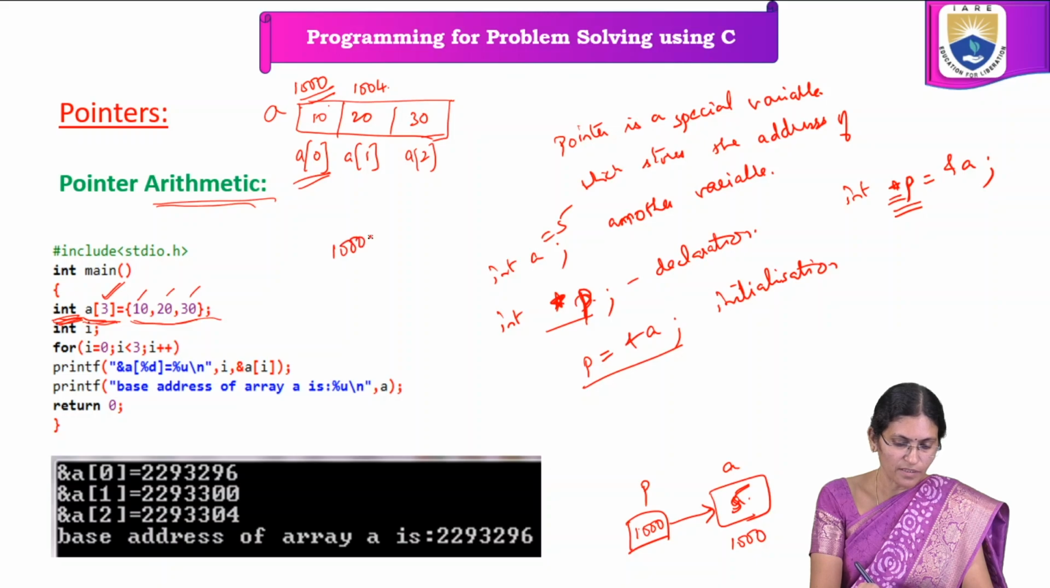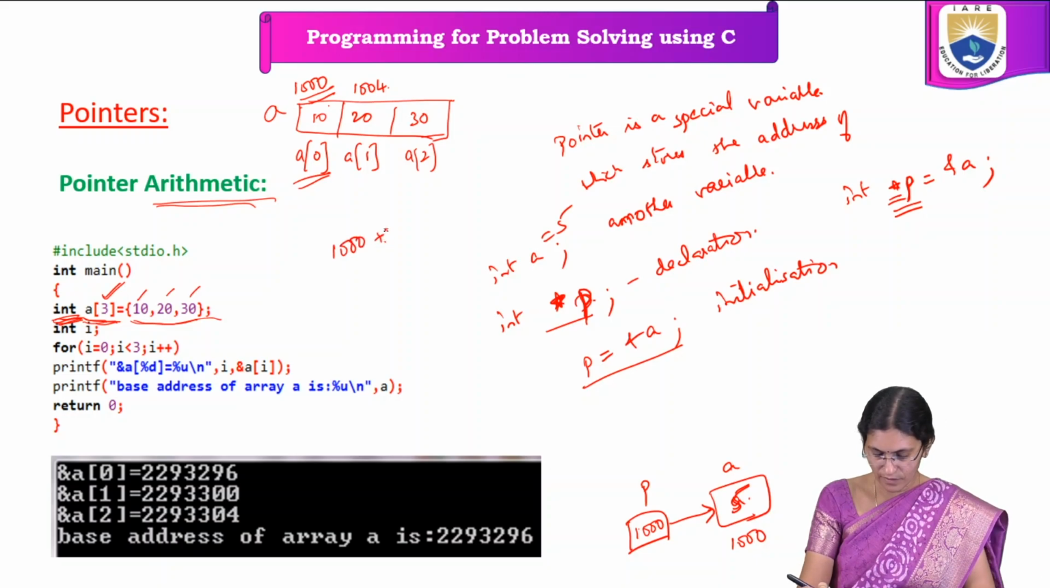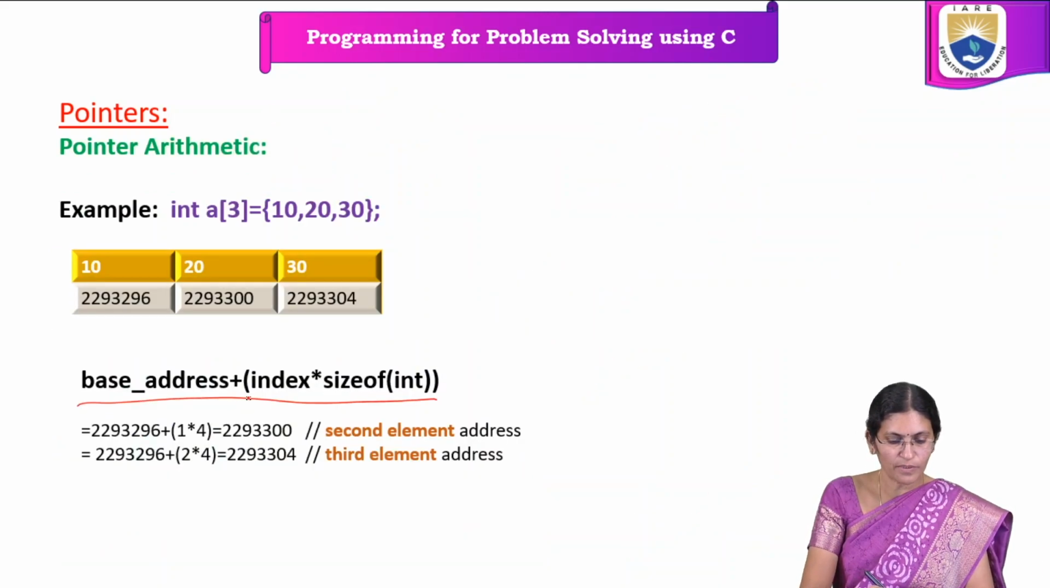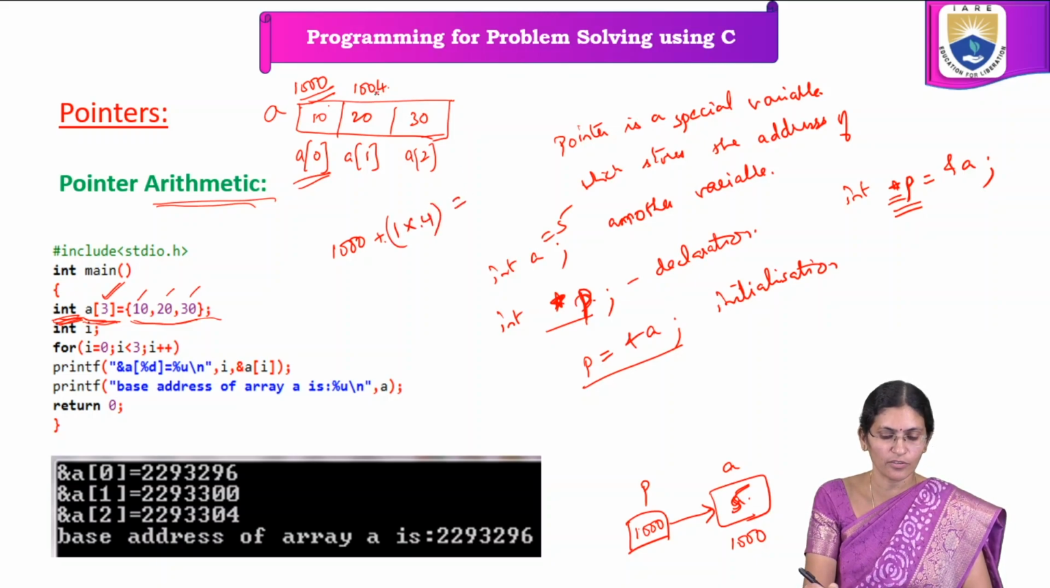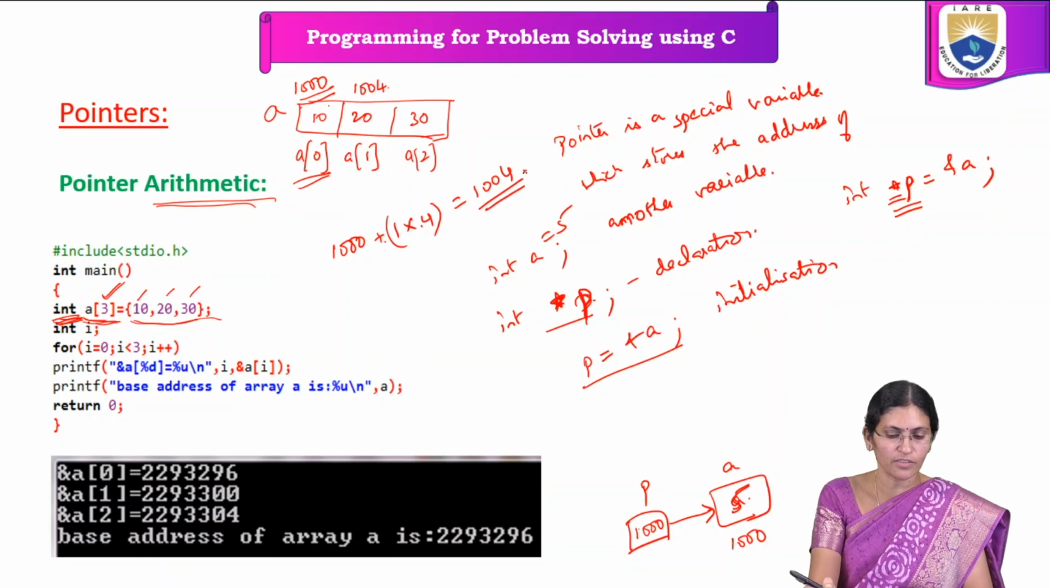So base address is 1000. So the address is base address plus index into size of int. The index is 1, into the size of an integer, which is 4 bytes. So 4 into 1 is 4, and 4 plus 1000 is 1004. So this will be the address of this element, A of 1.